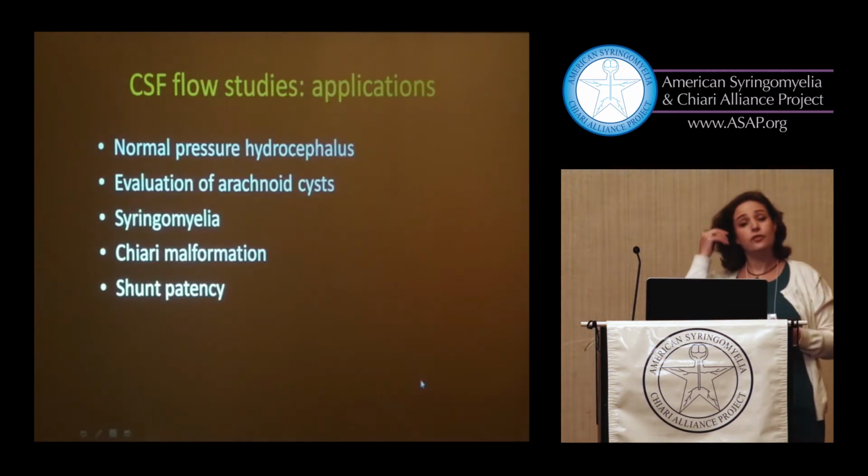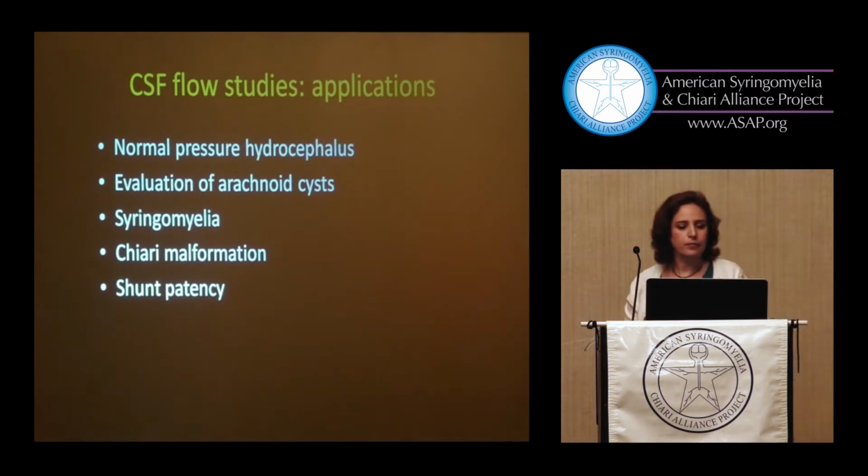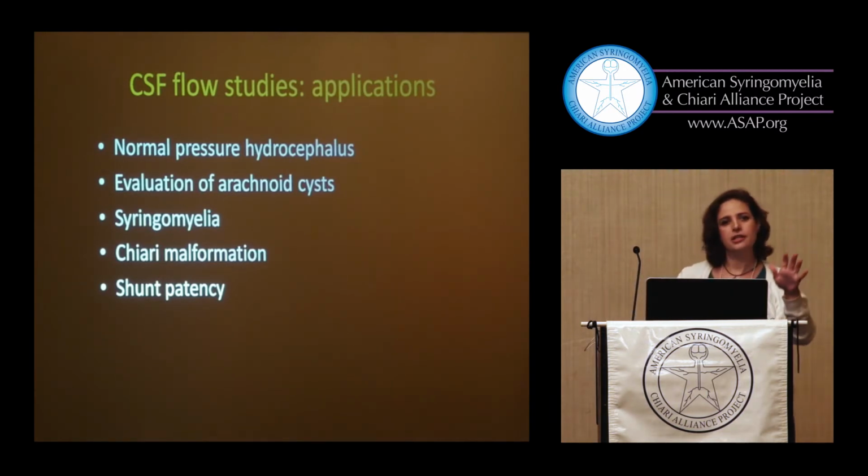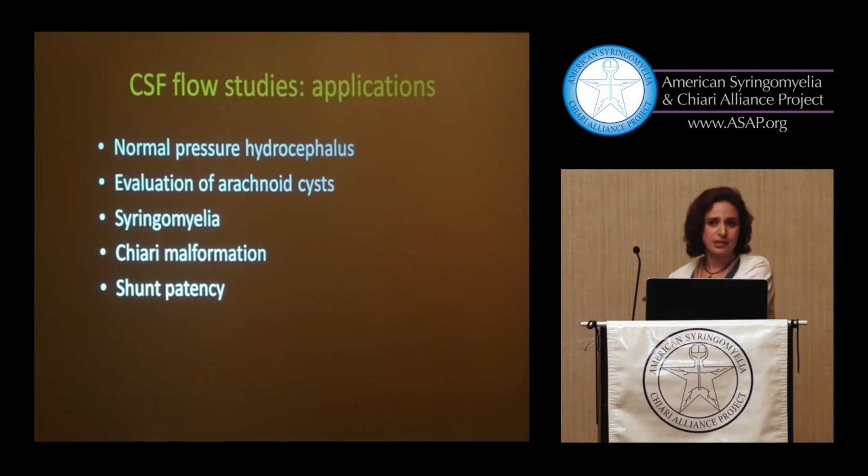So what can we use this for? Actually, a lot of things. It's used outside of Chiari and Syringomyelia for normal pressure hydrocephalus. This is heavily used. We use it to figure out what patients, these are elderly patients, might benefit from shunting. We use it sometimes for the evaluation of cysts in the brain to see if they're really separate from the cerebrospinal fluid or part of the system and then they have flow inside.